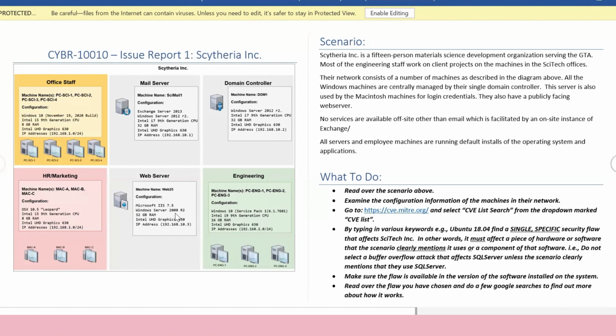I'm sure Windows Server 2008 will have lots and lots of vulnerabilities. Server 2012 R2 too, obviously, definitely. They would always have their vulnerabilities too.